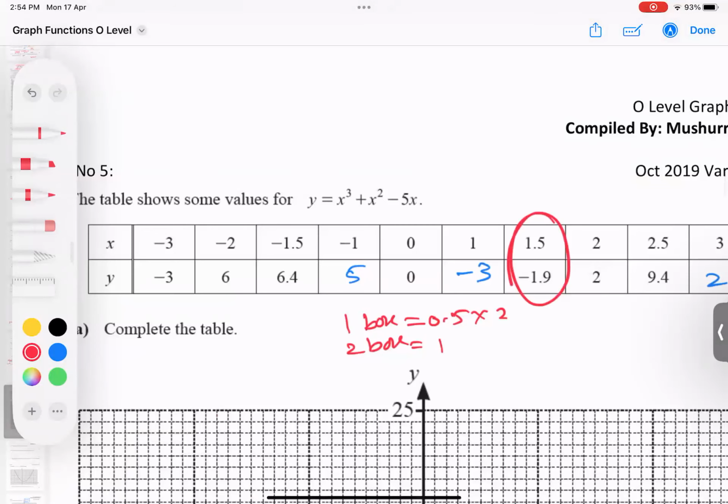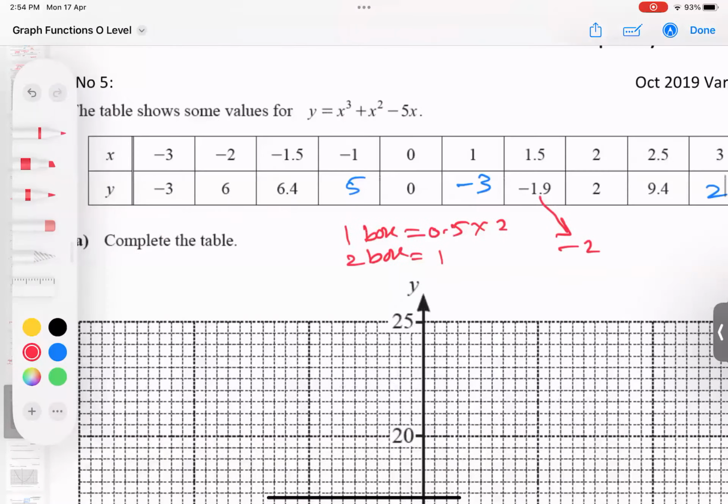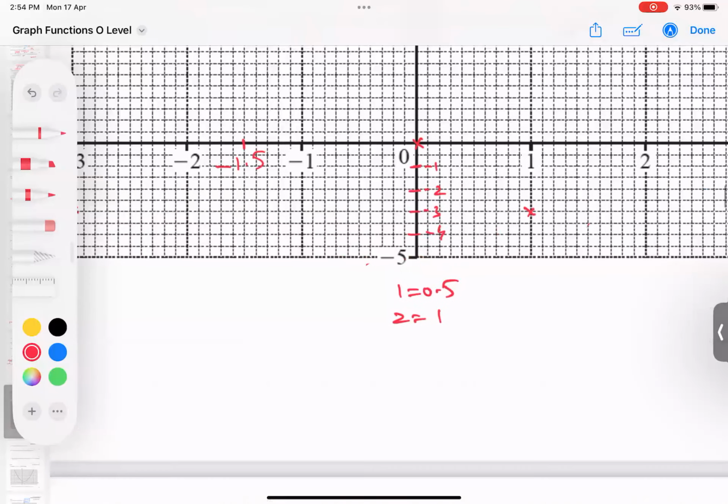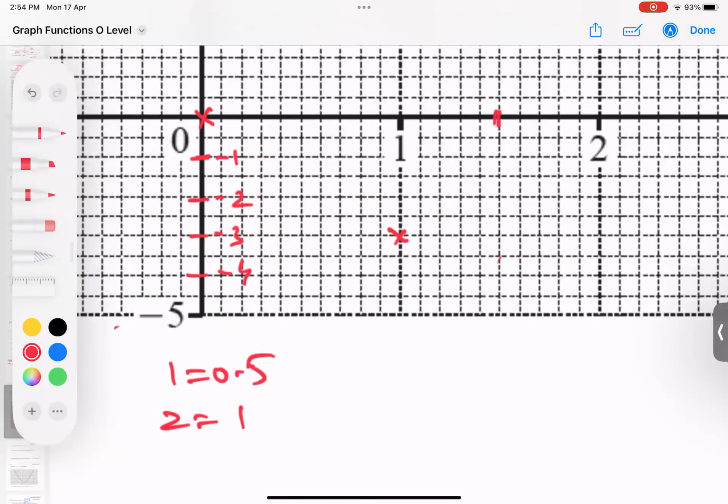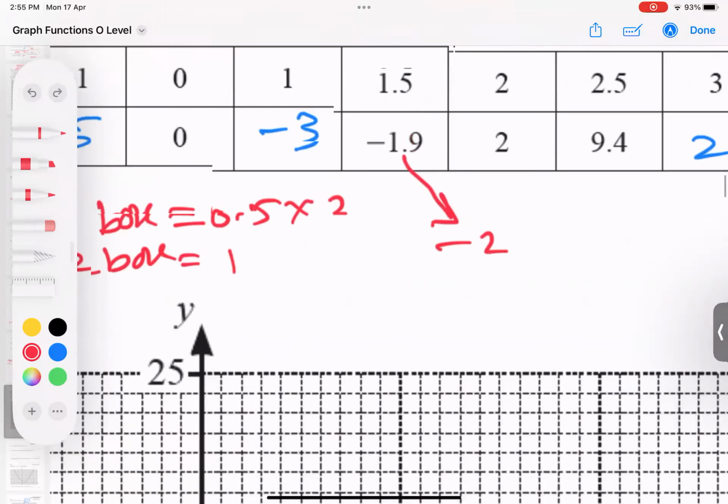And then x is negative 1.5 and y is negative 1.9. Negative 1.9 is close to 2. But anyway, negative 1.5 and negative 2. 1.5 is here and negative 2 is here, just slightly below. Look at here, 1.5 from here and negative 2 from here. I hope this point is very clear. So I get this point which I labeled. Now what about the next part?